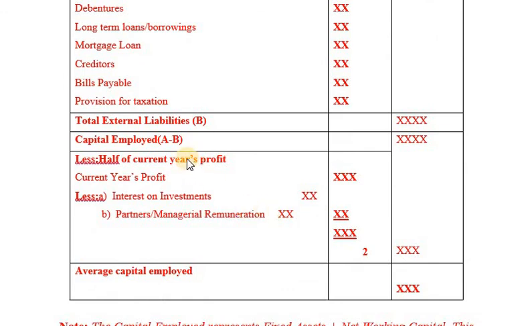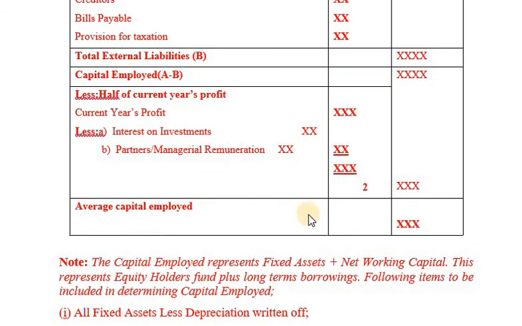Later on, we have to calculate average capital employed. Average capital employed can be computed as follows: capital employed minus half of current year's profit. While calculating half of current year's profit, we must consider certain items like interest on investment, non-trade, then partners' managerial remuneration. After deducting these from the current year's profit, we divide it by 2. Thereby we get half of current year's profit. Capital employed minus half of current year's profit is equal to average capital employed.